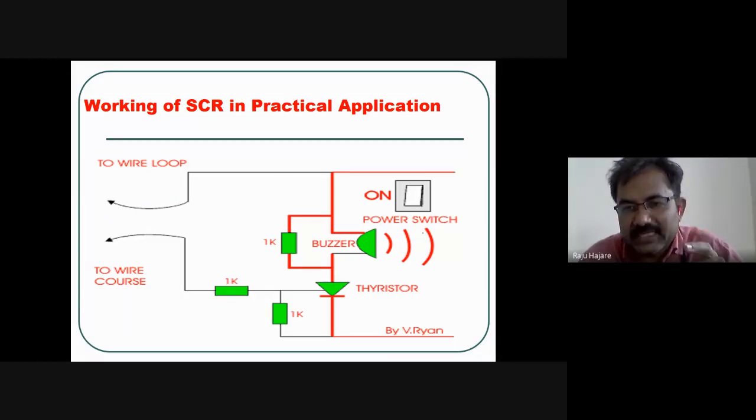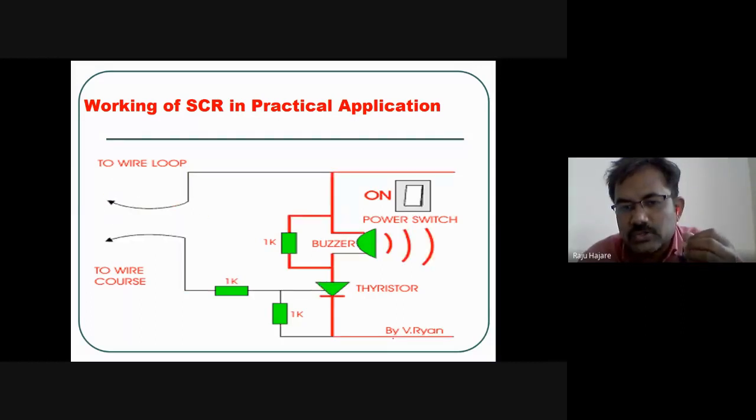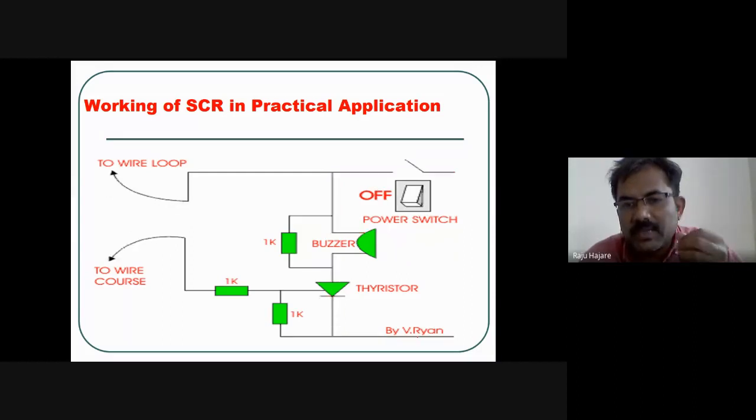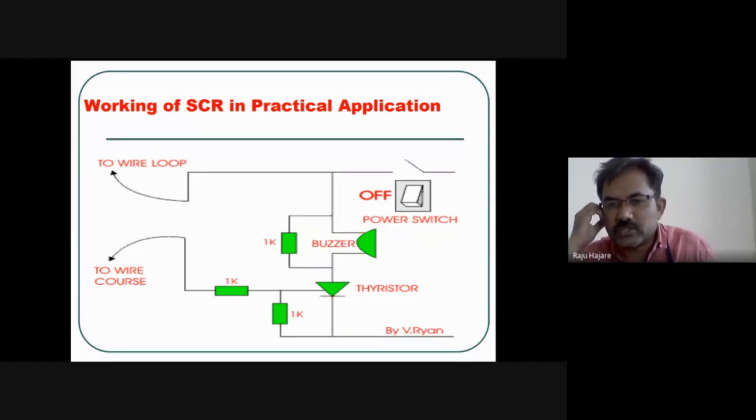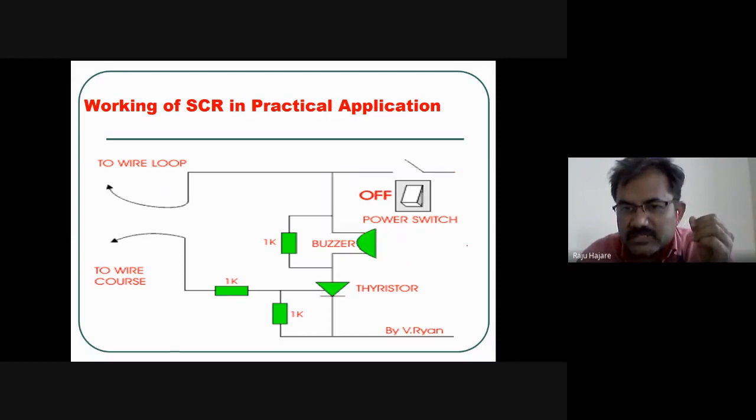So there are two mechanisms here. One is your supply, coming from the right-hand side. You have two terminals at the bottom, horizontally connected. When it is on and current is flowing, it shows on; when it is off, there is no supply because it is open. Switch off and switch on, both statuses you can observe.